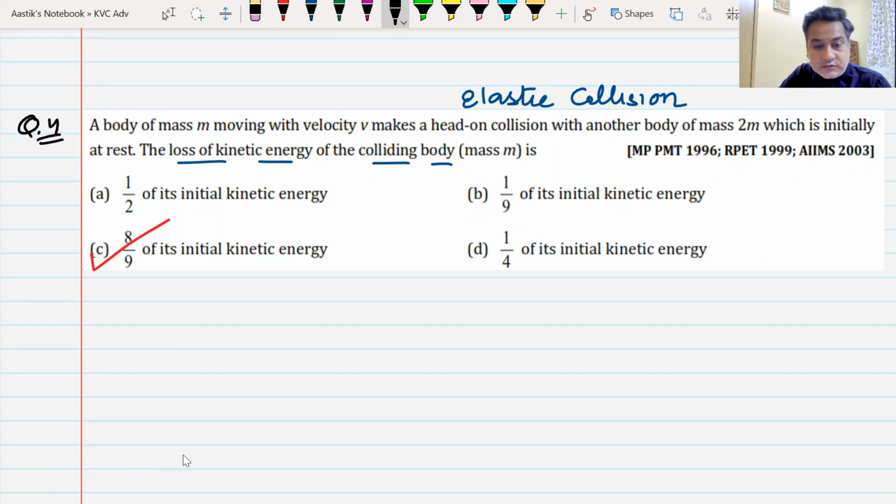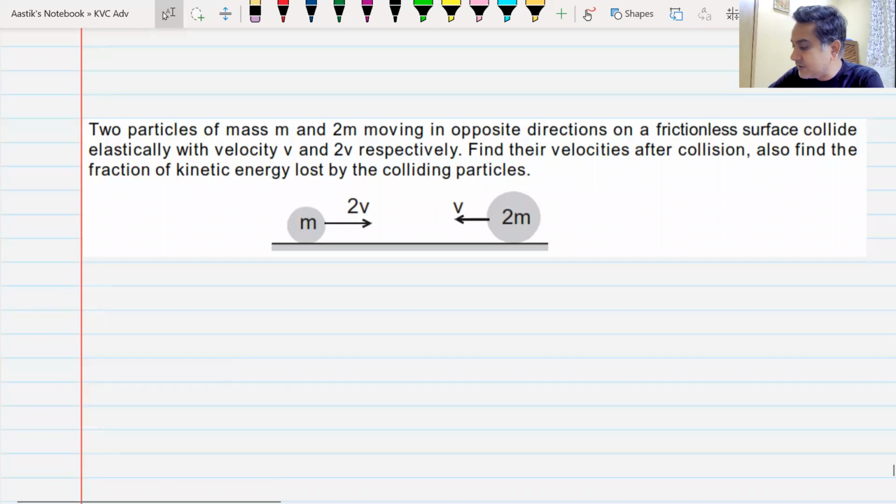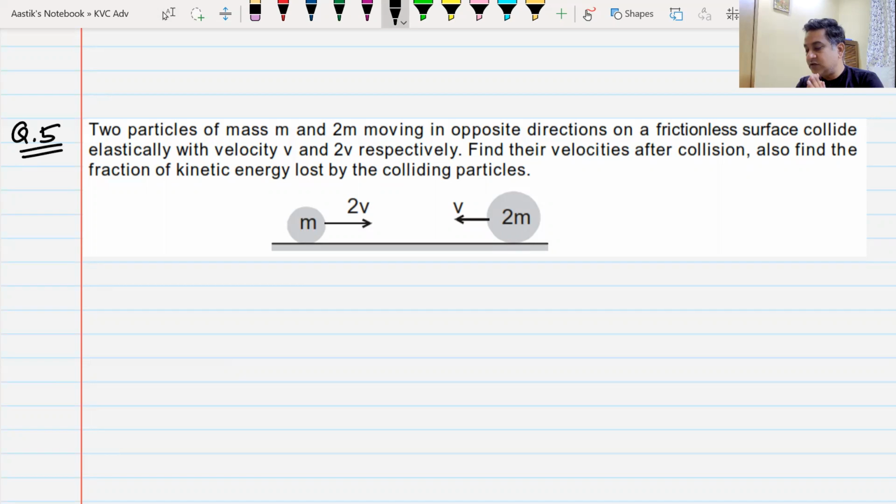Question number 4 or 5, whatever the number is. Two particles of mass m and 2m are moving in opposite direction on a frictionless surface, collide elastically with velocity v and 2v respectively. Find their velocities after collision. Also find the fraction of kinetic energy lost by the colliding particles. Will they lose any energy?